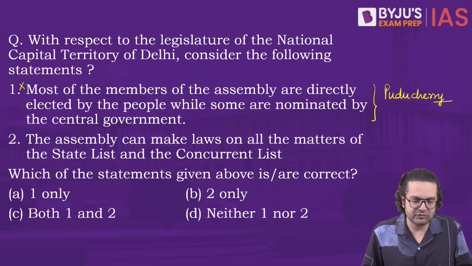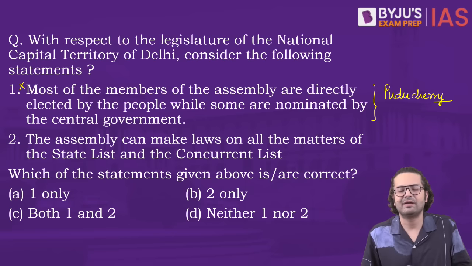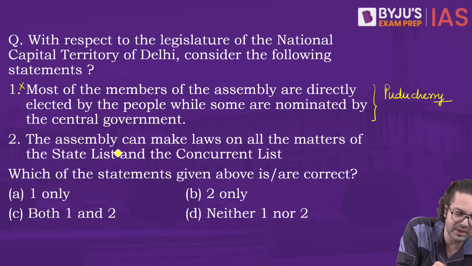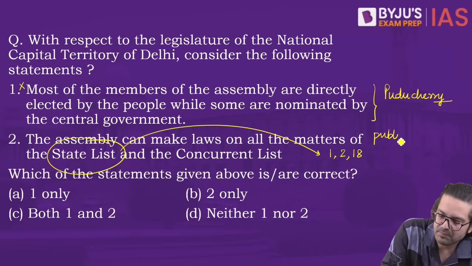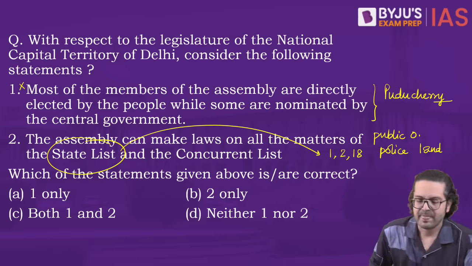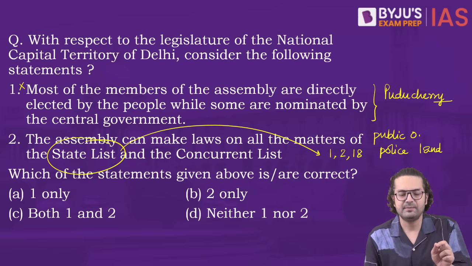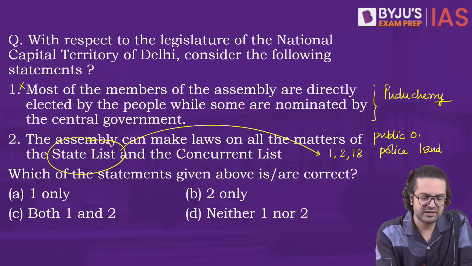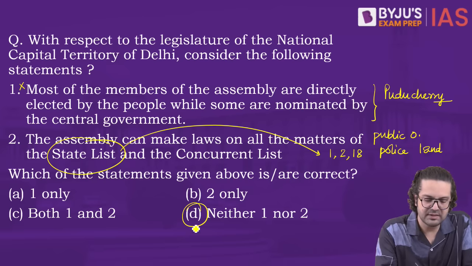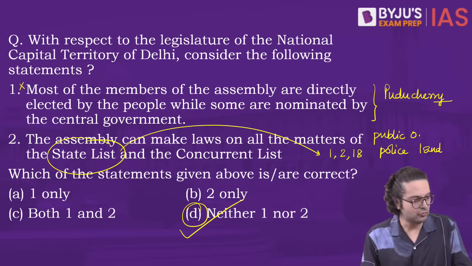The assembly can make laws on all the matters of the state list and the concurrent list. We know very well this is also wrong. Why? Because there are 3 topics of the state list: entry 1, entry 2, entry 18. That is public order, police, and entry 18 is land. On these 3 topics, the assembly cannot make laws. 2 is also wrong. Which of the statements is or are correct? D, neither 1 nor 2.